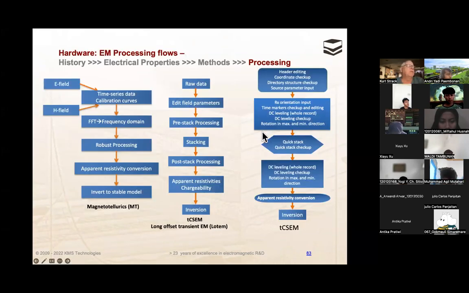Now, when you process the data, magnetotelluric processing includes frequency domain conversion, then robust processing, apparent resistivity, and time domain processing does a lot of pre-stack filtering, averaging, and then inversion. All of them include inversion.